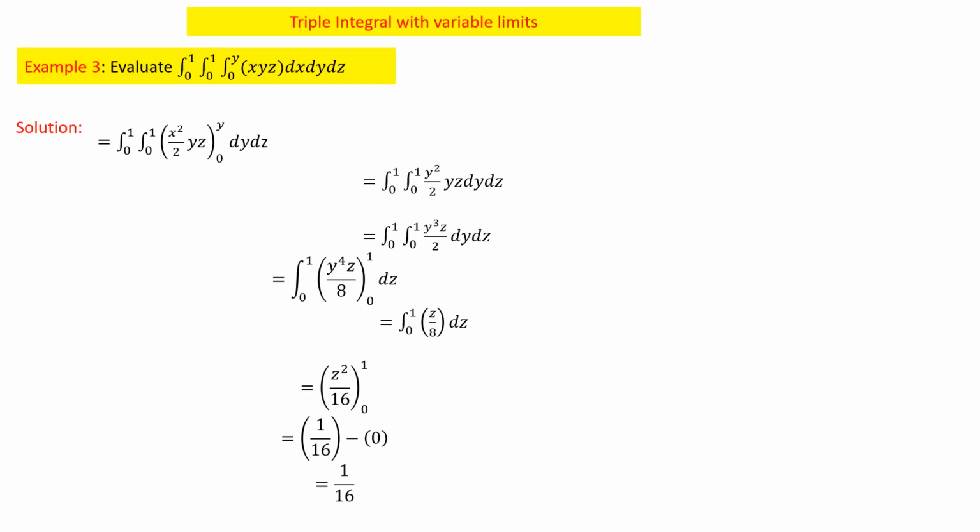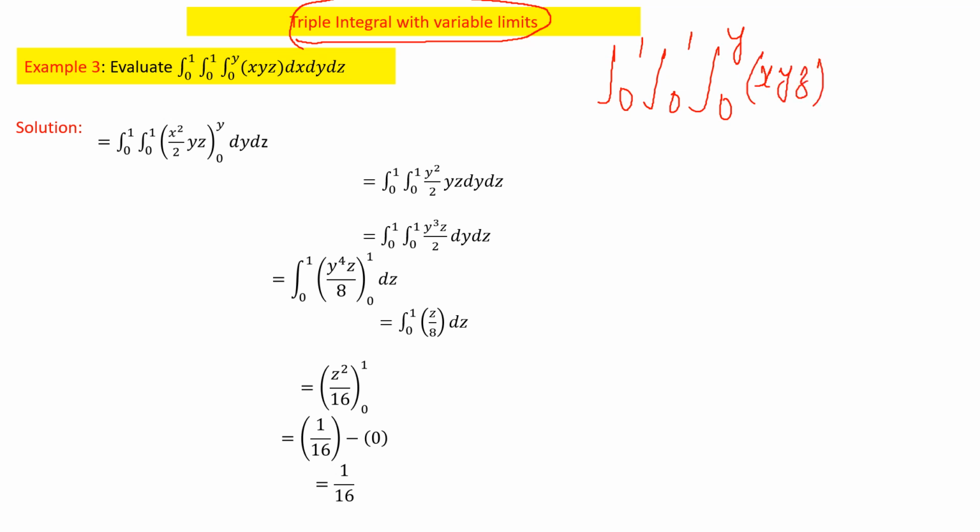Now let us discuss some problems in the concept of triple integrals with variable limits. Given the integral 0 to 1, integral 0 to 1, integral 0 to y, and I have the function xyz. The order of the integration is dx, dy, dz.